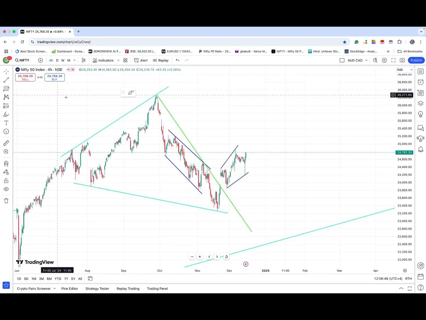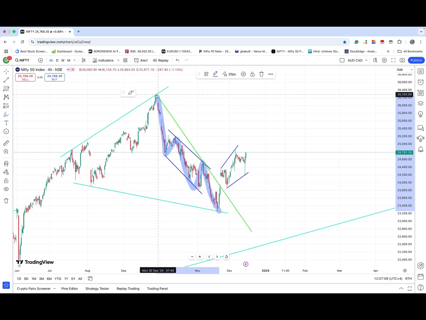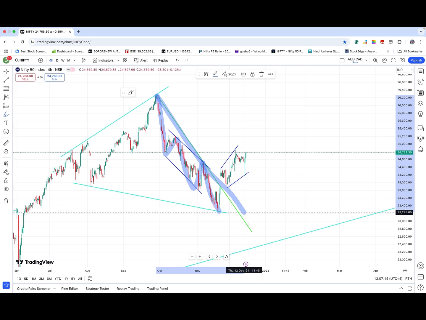I will show you a real example in the Nifty 50 index in the 4 hour time frame. You can see there is a sharp move to the downside. After that there is a consolidation phase. After that, a sharp move to the downside. Now if you connect these two impulse waves, we will get a trend line. This is how we can draw a perfect trend line.